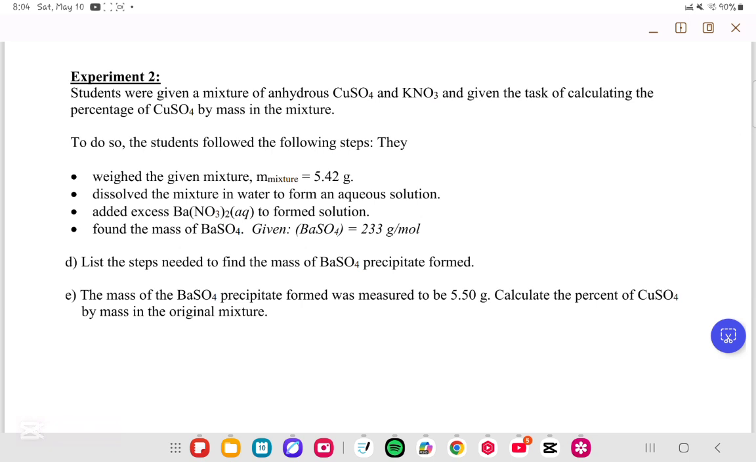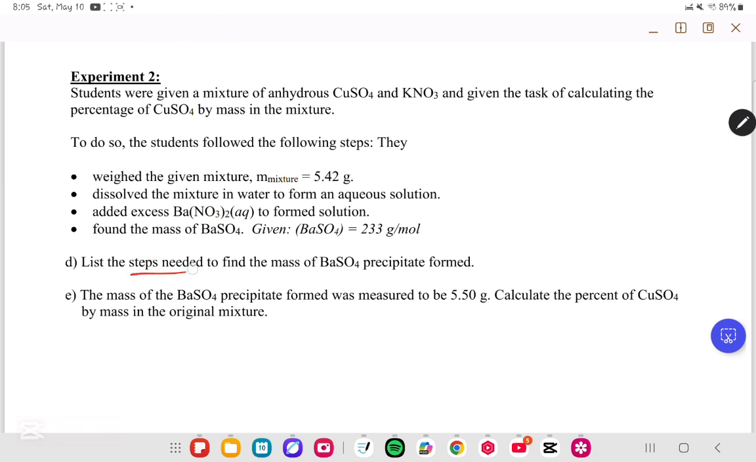Students were given a mixture of anhydrous CuSO4 and KNO3 and given the task of calculating the percentage of CuSO4 by mass in the mixture. To do so, the students followed the following steps. They weighed the given mixture, M mixture equals 5.42 grams, dissolved the mixture in water to form an aqueous solution, added excess Ba(NO3)2 to the aqueous solution formed, and found the mass of BaSO4 given this. Okay, list the steps needed to find the mass of BaSO4 precipitate formed.